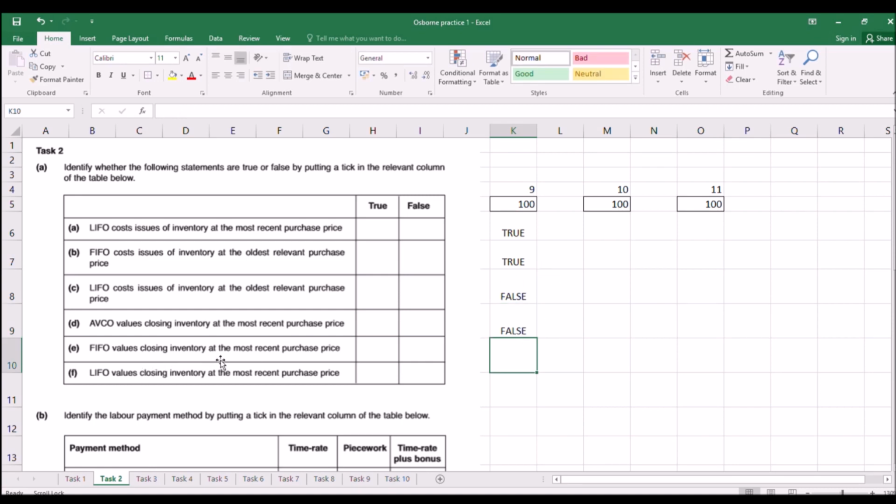FIFO values closing inventory at the most recent purchase price. So we issue under FIFO this first, then this first. So this would be what we've left over. So our closing inventory will be at the most recent price. So that one would be true.